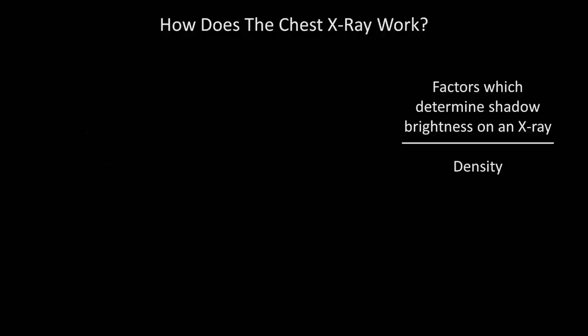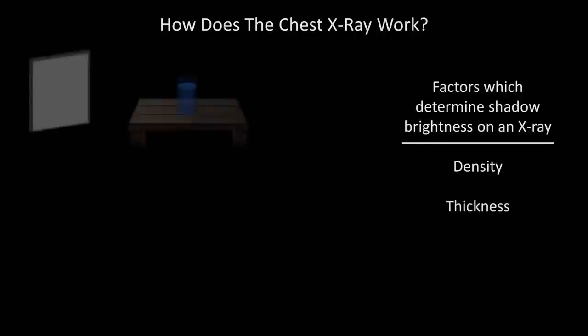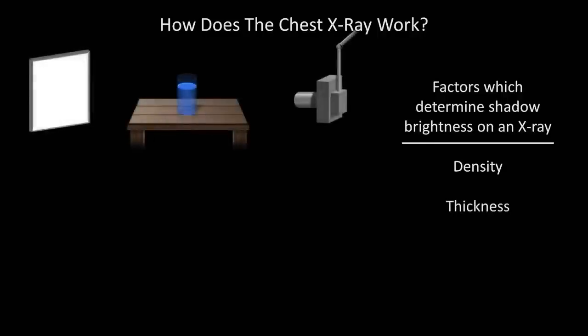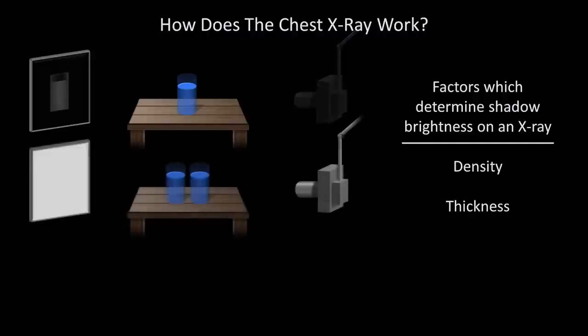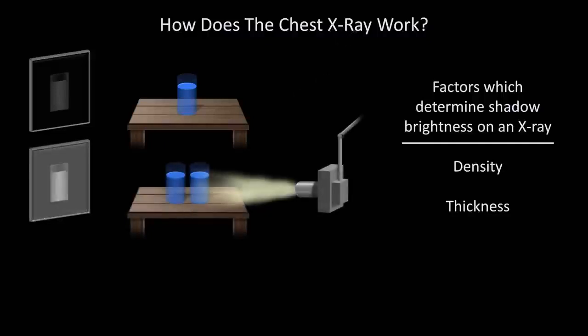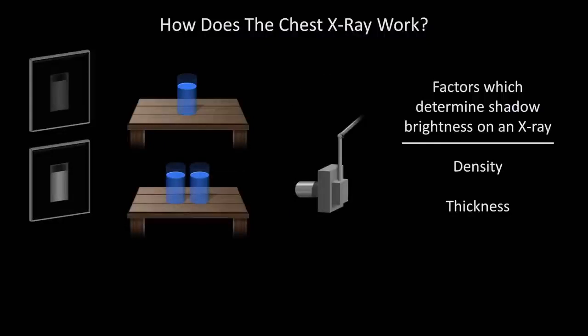The next factor which determines shadow brightness is the thickness of the structure being X-rayed. If we take a single, relatively thin glass of water and expose it to X-rays, most will pass through, resulting in a very dark image on the film. If instead of one glass of water we line up two glasses in a row and shoot X-rays through both, twice as many will be blocked. The resulting image will therefore be more gray because the specific part of the film corresponding to the shadow of the glasses has been relatively less exposed.